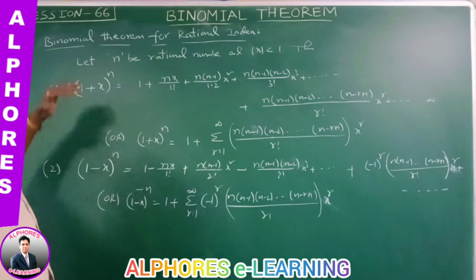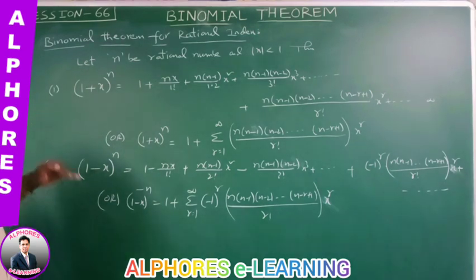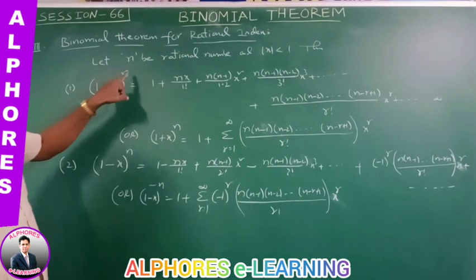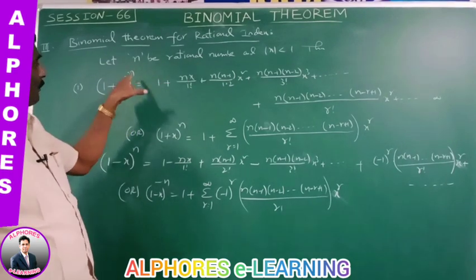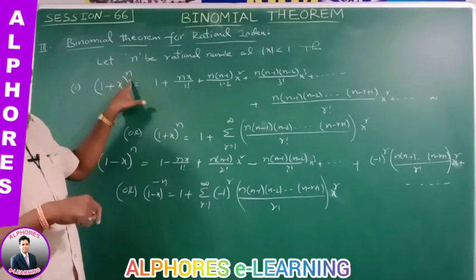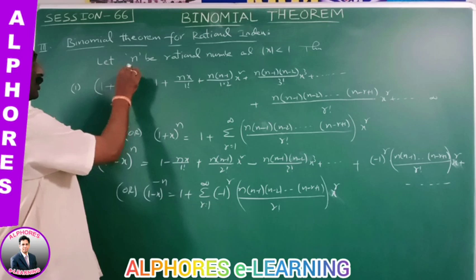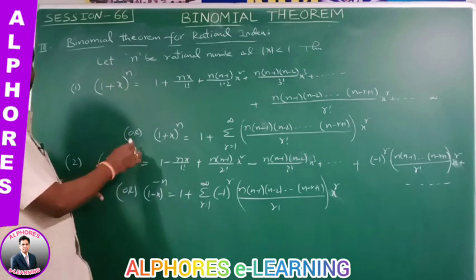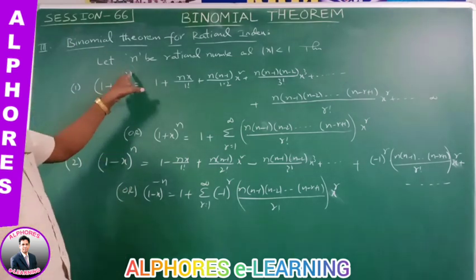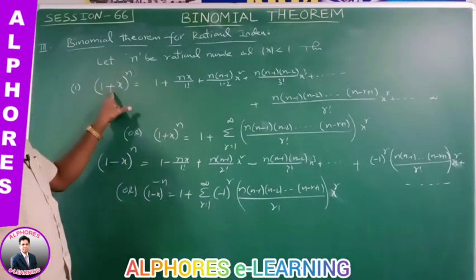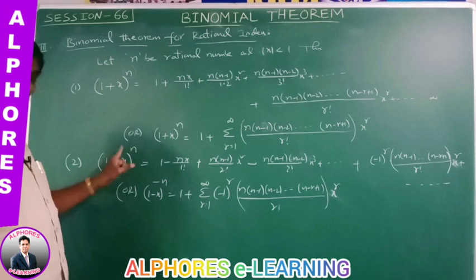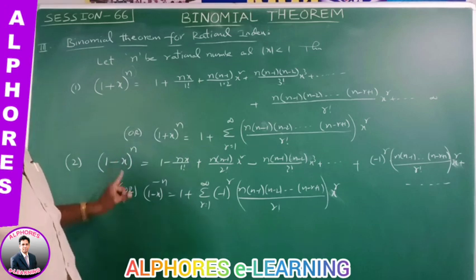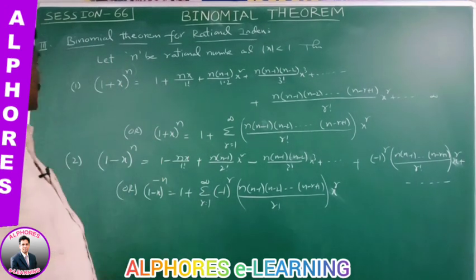But here, how many possible cases are there? n is a rational number. That rational number may be positive or may be negative. That means n is positive and x is positive; x is negative and n is positive. Next, the remaining two cases: n is negative and x is positive; n is negative and x is negative. We get four possibilities. So first write these values.